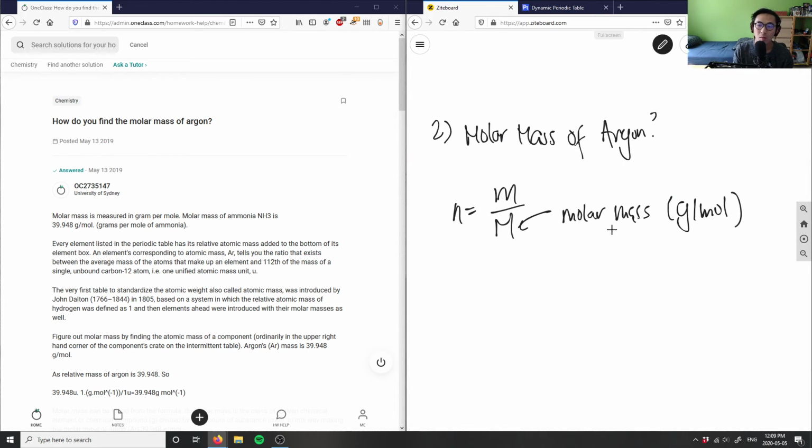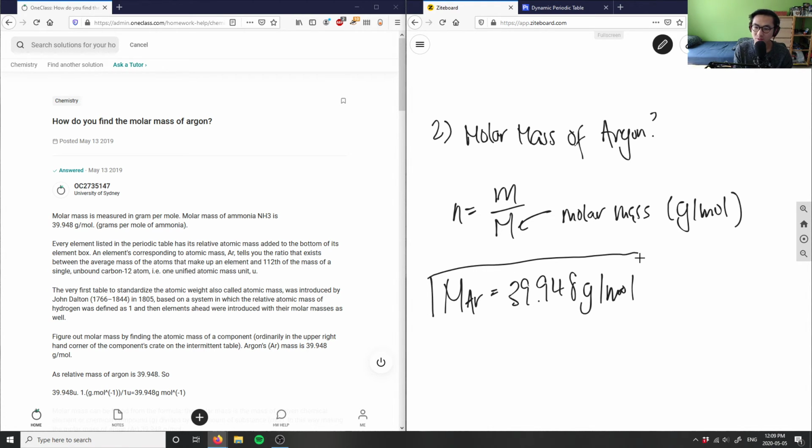So I'm going to write down big M. Big M of argon is 39.948 grams per mole. And this here is our molar mass for argon, and this here is our answer. So all we have to do is simply look at our periodic table to find the molar mass, and that's always what we have to do when we look at our periodic table.